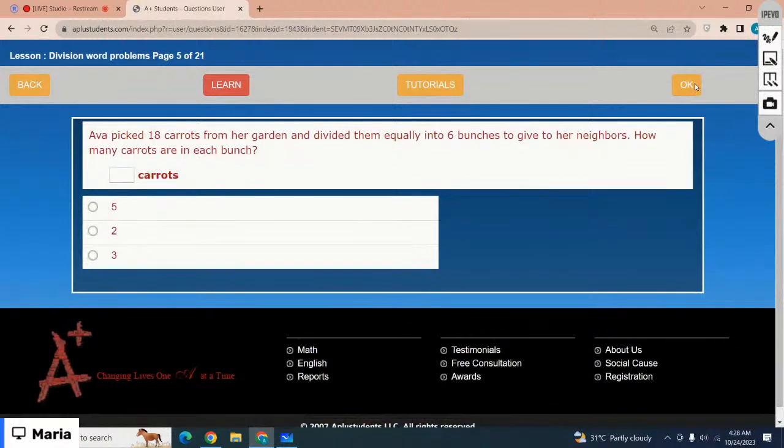Eva picked 18 carrots from her garden and divided them equally into 6 bunches to give to her neighbors. How many carrots are in each bunch?